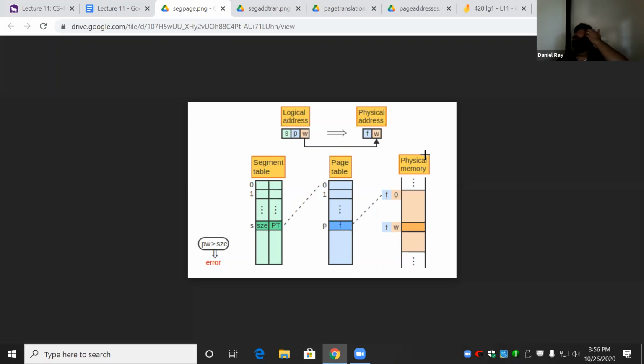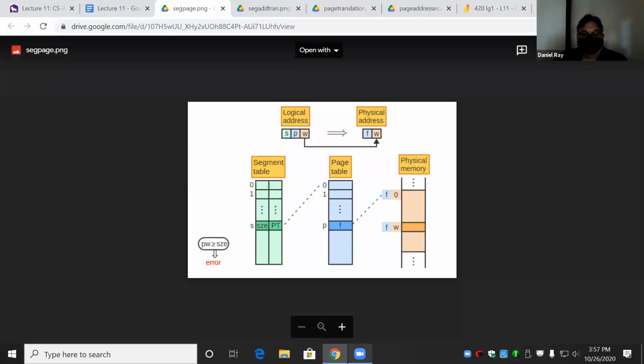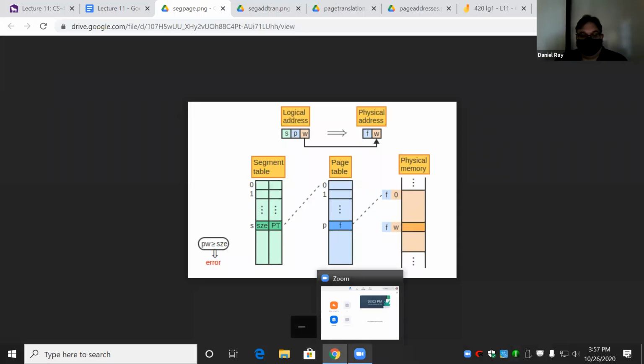Okay? Do segmentation first, then page each segment, and then you can look up, using the page table, where each segmented page, or paged segment, I guess, is in physical memory. Right. Questions about that?